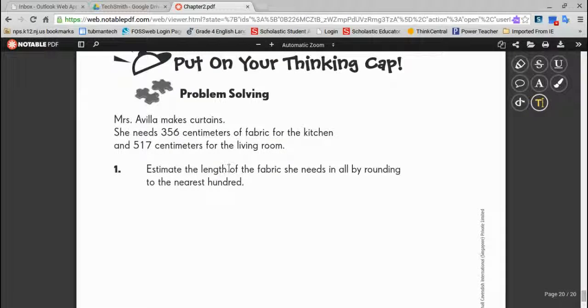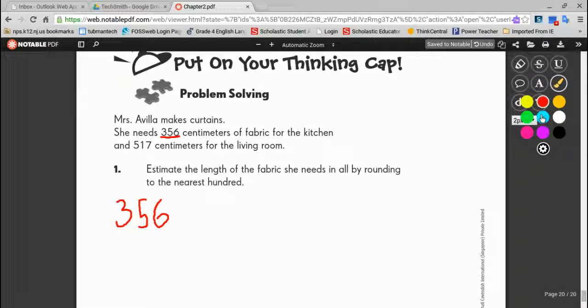So what we need to do is round these numbers to the nearest hundred. Let's do this number first, 356. I want to round this to the nearest hundred. So I'm going to underline my hundred spot, which is the 3. Then I look to my tens, my neighbor, and I see that it's a 5 tens. I know that 5 tens is larger, so I'm going to move that 300 to a 400. So now I rounded 356 to 400.